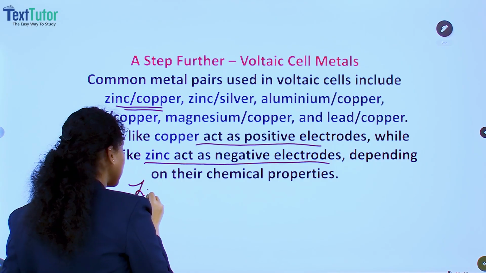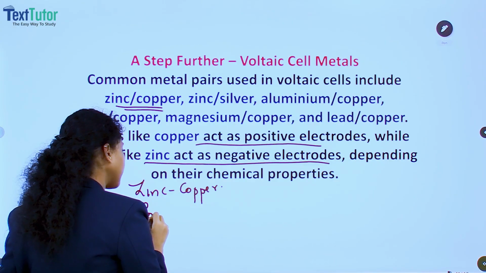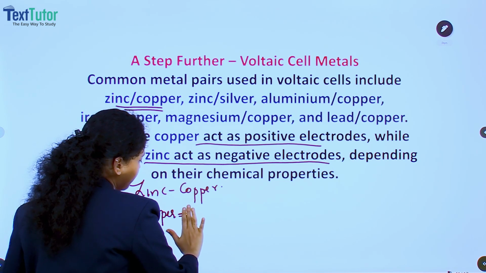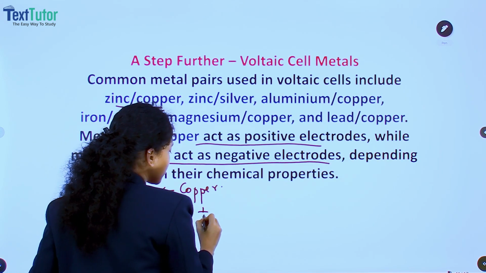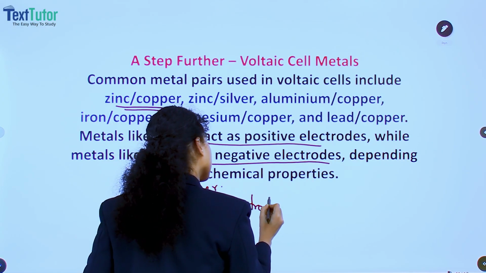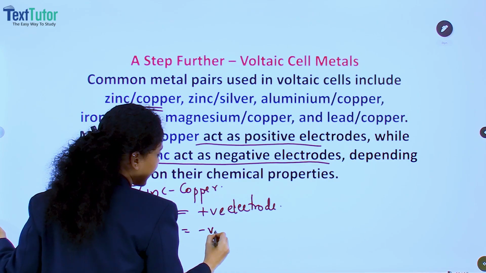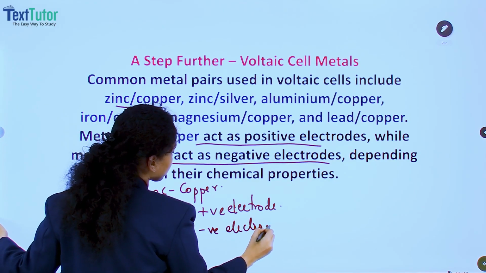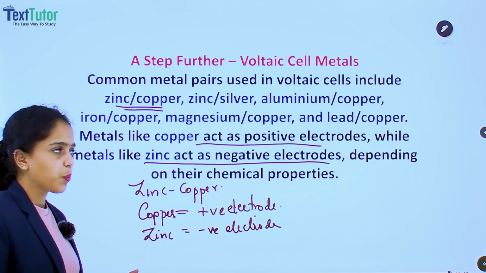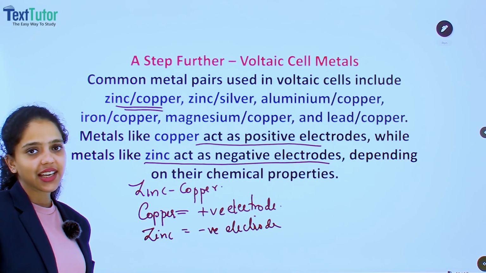In the zinc and copper combination, copper is the positive electrode and zinc acts like the negative electrode. Okay. It depends on their chemical properties. If we are taking copper and zinc, copper is the positive electrode and zinc is the negative electrode.